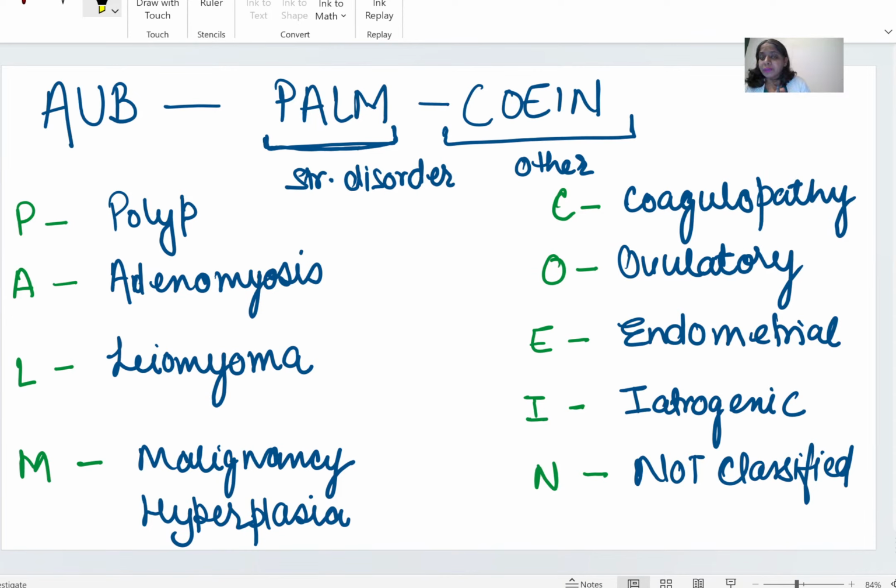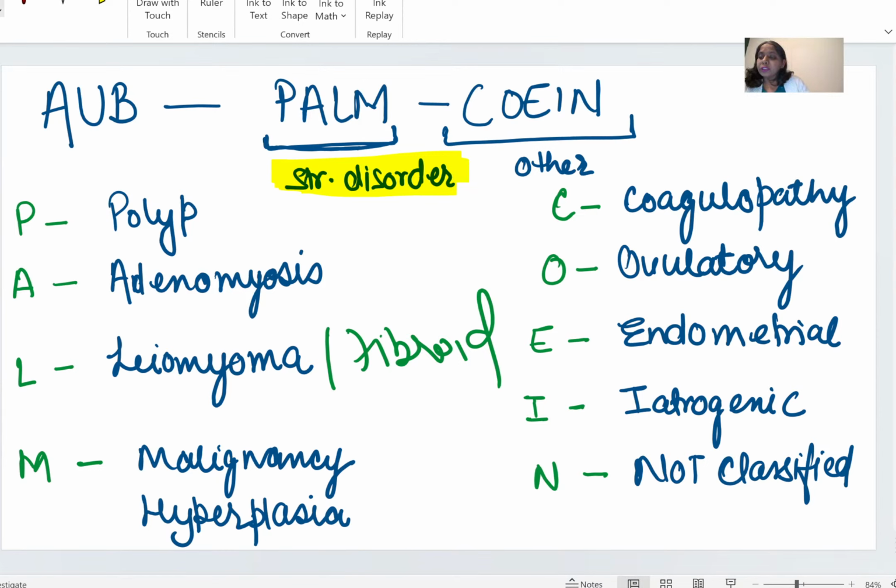The PALM part is for the structural disorders of the uterus. It can be polyp, it can be adenomyosis, it can be leiomyoma, or malignancy and hyperplasia. What are the structural disorders? Polyp, adenomyosis, leiomyoma. Leiomyoma is another name for fibroid. All this we are going to discuss today. It can be malignancy. Hyperplasia is also included here itself.